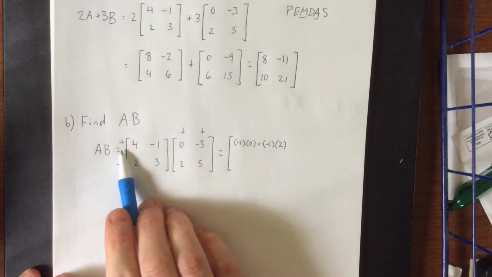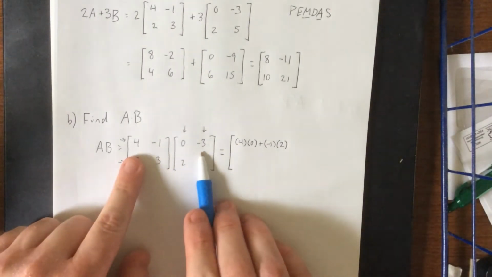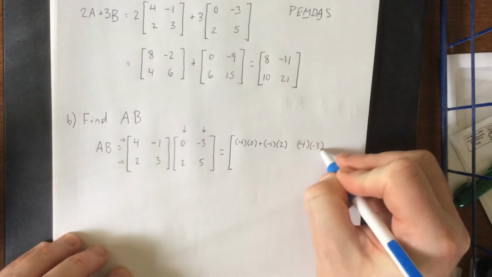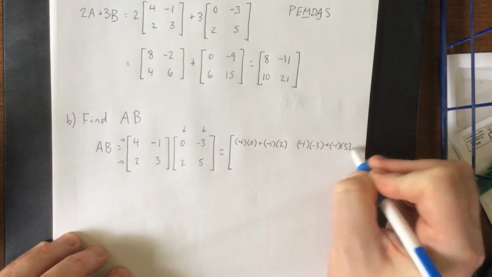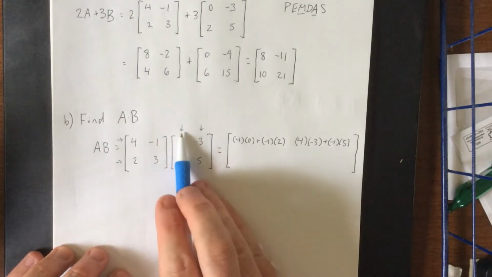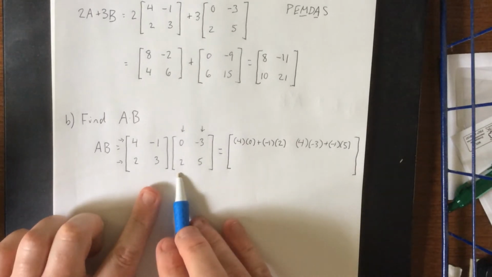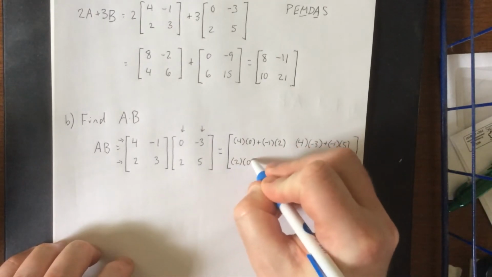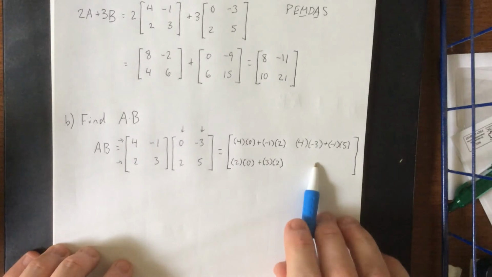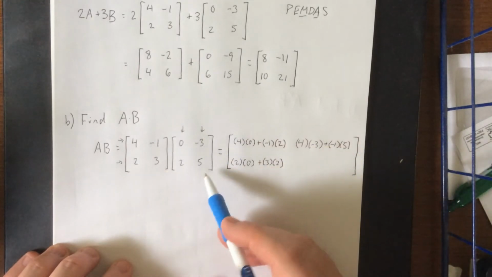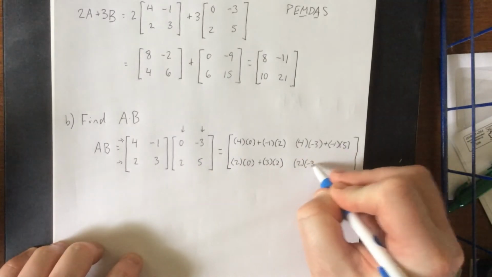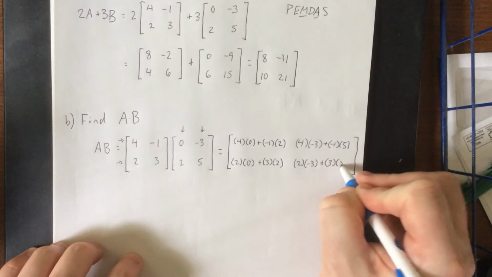For the 1, 2 entry, we go across the first row, down the second column, do 4 times -3 and -1 times 5. For the 2, 1 entry, we'll go across the second row, down the first column. We'll get 2 times 0 and 3 times 2. And finally, for the 2, 2 entry, we'll go across the second row and down the second column. 2 times -3 plus 3 times 5.